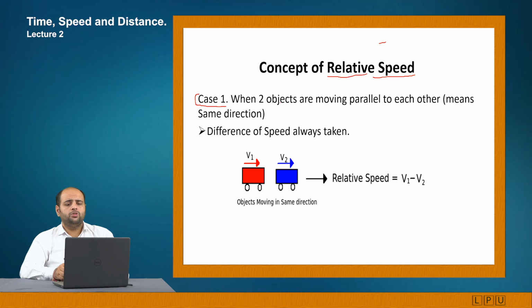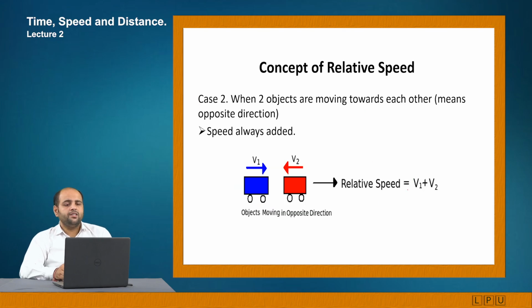First, when two objects are moving parallel to each other, meaning in the same direction. Let's take an example. There is one car with a speed V1 and there is another car moving with the speed V2 in the same direction. Then what will be the relative speed? The relative speed will be the modulus of V1 minus V2. Modulus means the result will always be positive. That's why we have to take the difference of these two speeds, subtracting the smaller from the larger one.